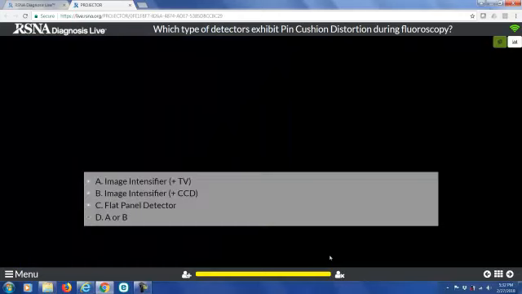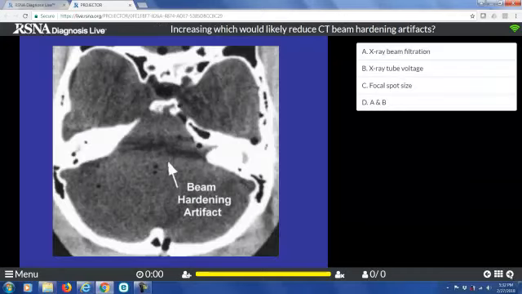And the correct answer is A or B. It is a property of the image intensifier. The input surface is usually curved, the output is flat, and when you try to squash a curved input onto a flat output, you will get this type of pincushion distortion.